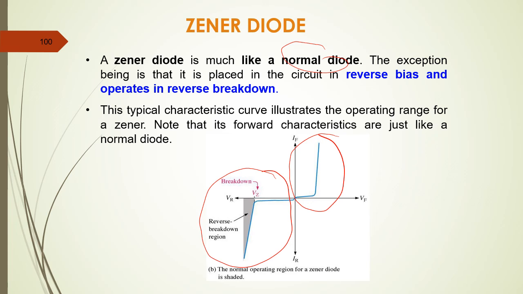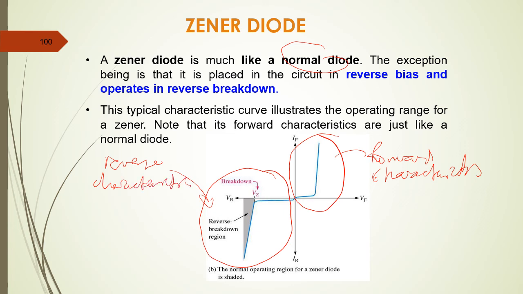This typical characteristic curve illustrates the operating range for the Zener diode. The forward characteristic is just like a normal diode. So this is the forward characteristic, and this is the reverse characteristic. To repeat again, a Zener diode is a normal diode in the forward characteristic, but it differs from the normal diode in the reverse characteristics.